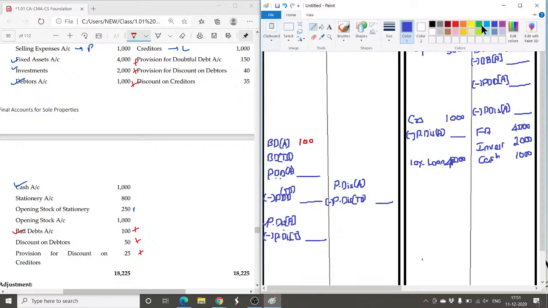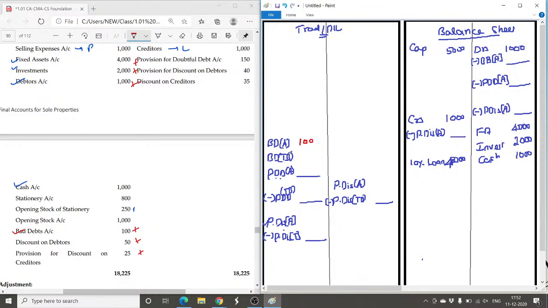Thank you. Now, bad debt in trial balance, sorry. This one is 4,000 and bad debt in trial balance 100. Okay, discount on debtors 50. It's a separate one. Discount on debtors. I will write here discount on debtors, value being 50. Similar to bad debt.